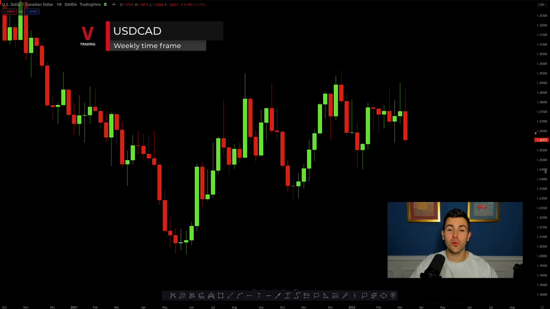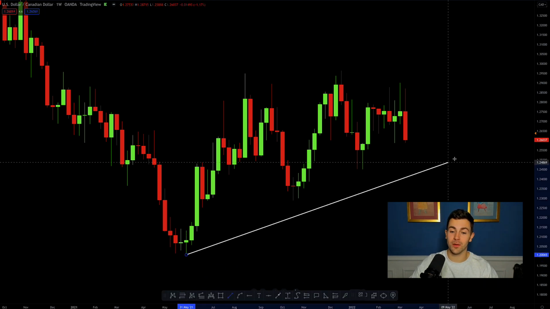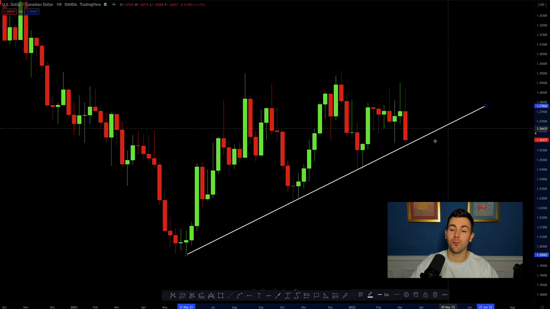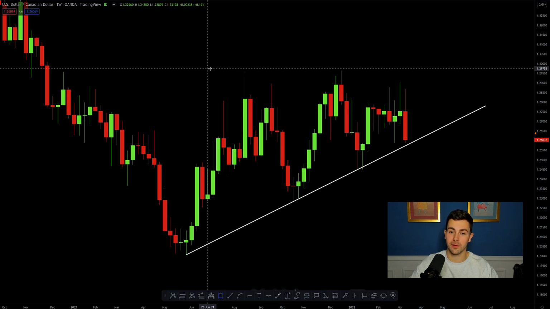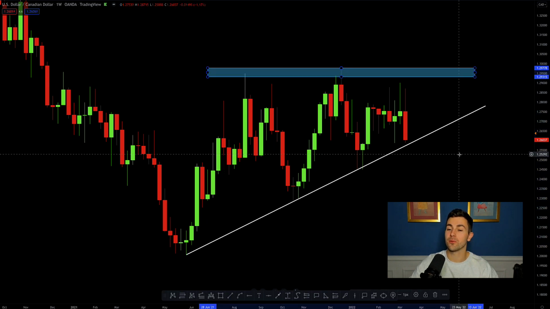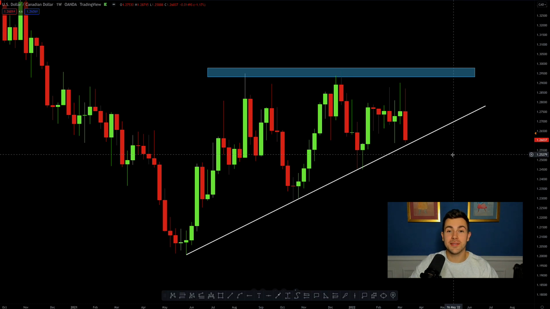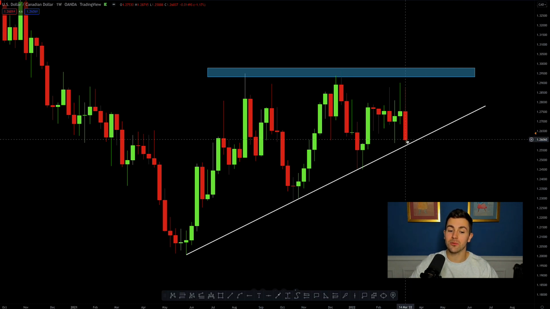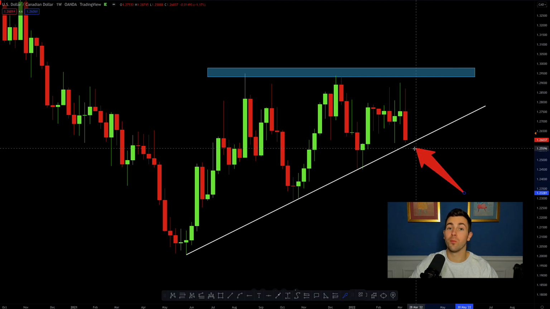And now let's talk about the dollar CAD pair. We are on the weekly time frame, and here, similar to your dollar, I see a very nice bullish accumulation pattern. You can see that here the price is forming the ascending triangle formation, and right now we are very close to the trend line of the triangle. So definitely from here we will look for buying opportunities.